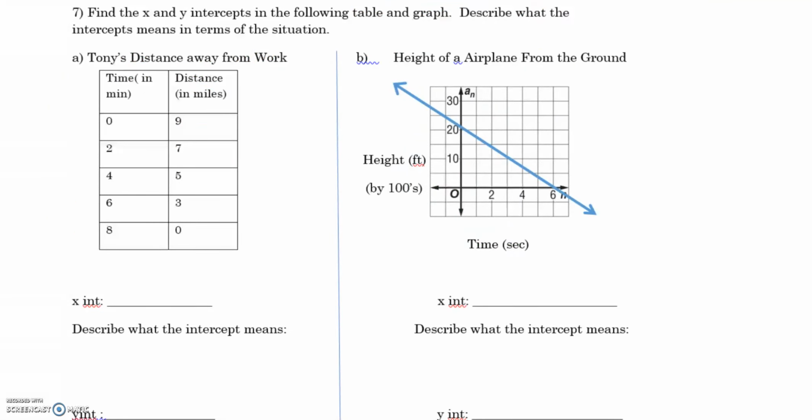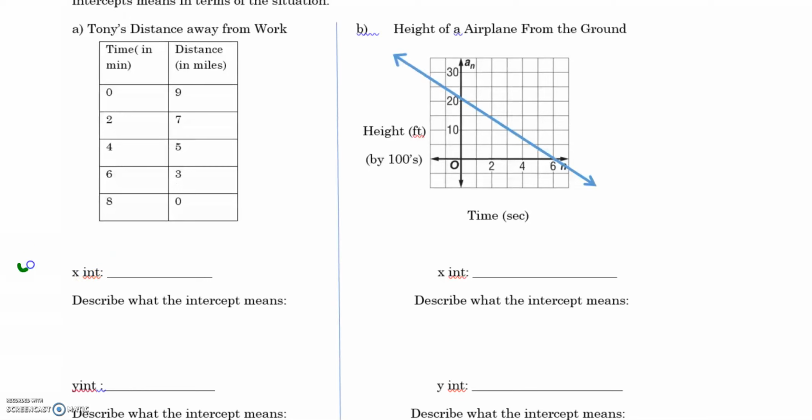And you can even write yourself a note that you're going up and then to the right. Number 7 asks you to find the x and y intercepts and interpret what they mean in terms of the problem. So part A is Tony's distance away from work. So my x-intercept, again, is when y is 0. So I notice in my table that my x-intercept would have to be 8, 0.